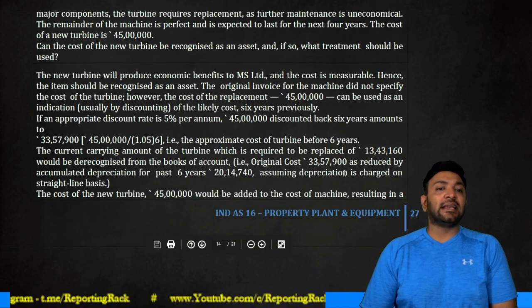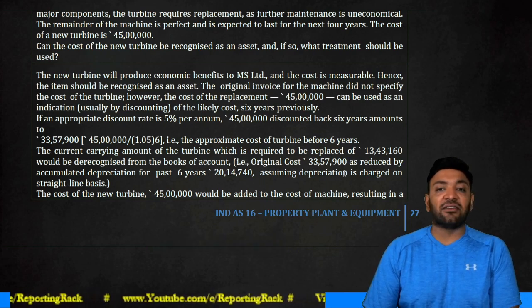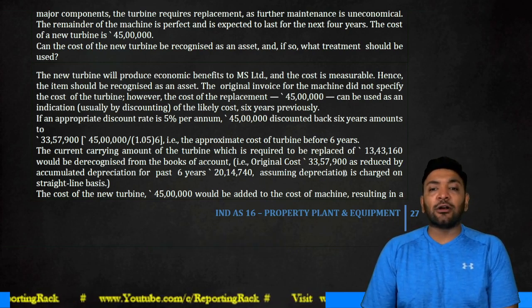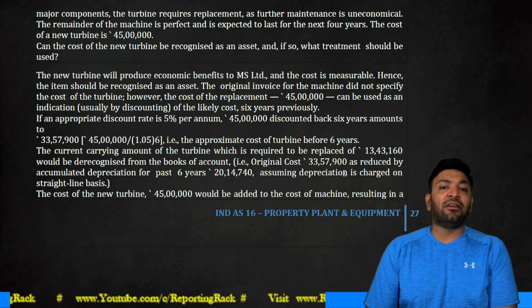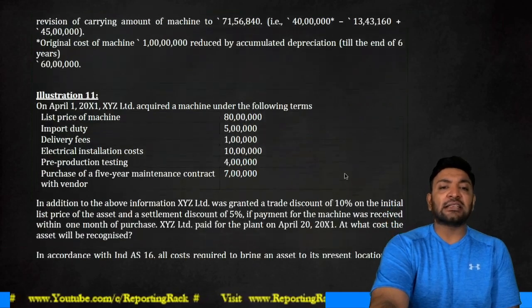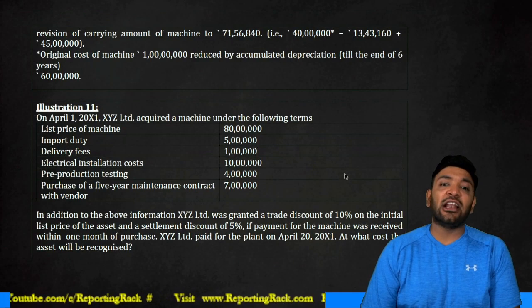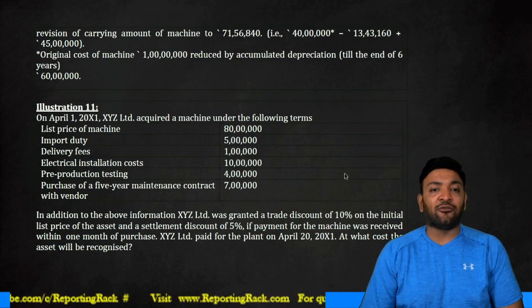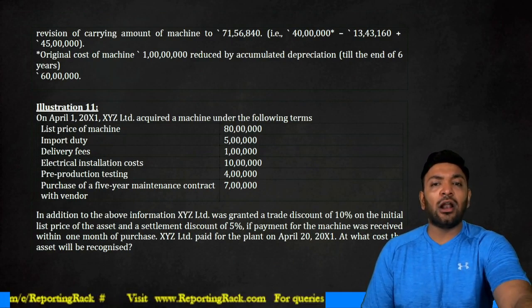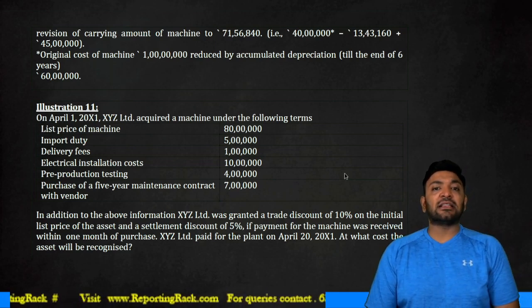Yes guys, 33,57,900. Luckily he has taken the exact same number of decimals that we have done as well. 13,43,160 is the WDV which has been charged off to P&L. Yes, and then 45 lakhs is capitalized to the cost of the asset. Absolutely correct. So the revised carrying value is 71,56,840. Is that the same answer that we have got? Yes, it was the same answer that we have got.